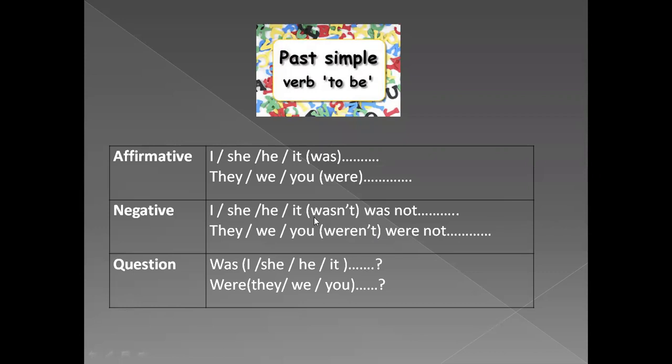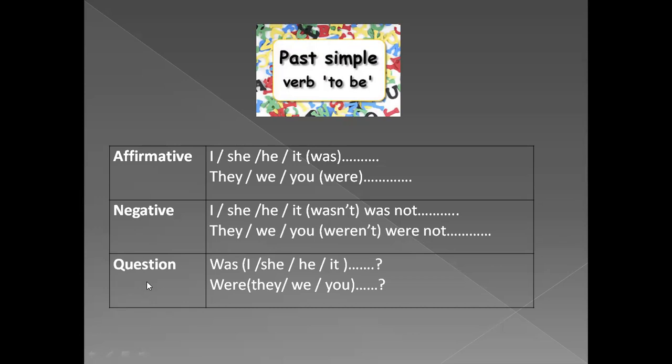So here we should make the sentence negative, and also because we have I, she, he, and it, we should add was. So when I add was and I want to make it a negative form, we should add not to was and it will become wasn't. When I have a plural subject at the beginning of the sentence, we should add were. And when I want to make it negative, we should add not to were and it will become weren't.